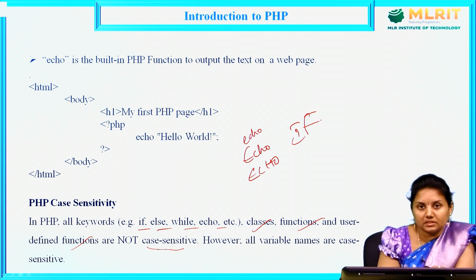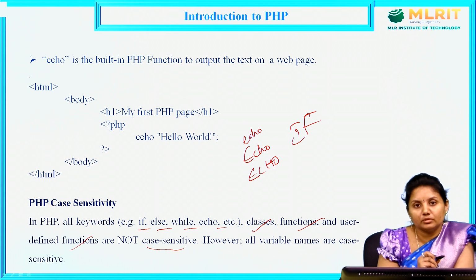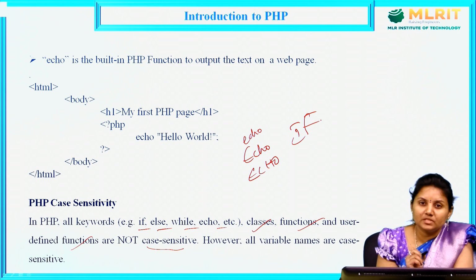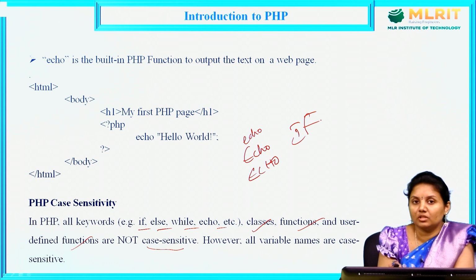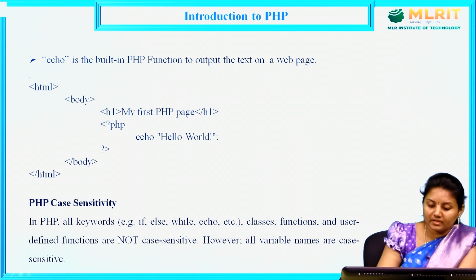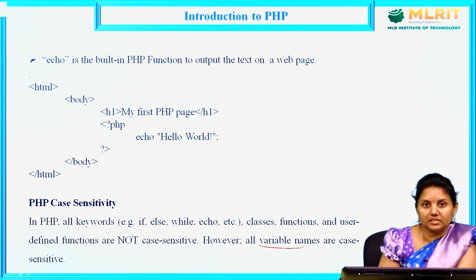If it is case sensitive, then if you use lowercase, you have to use lowercase in all the places. If you use uppercase, then you have to use uppercase in all the cases. But that is not required in PHP because they are not case sensitive. However, all the variable names are case sensitive.